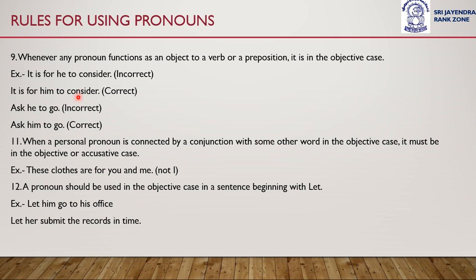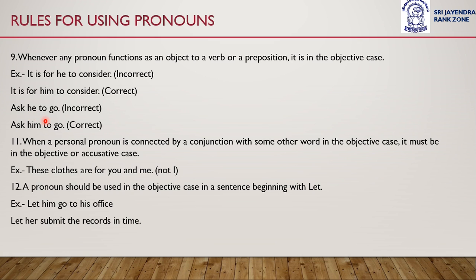It is for him to consider is the correct answer. Okay, let us take one more example. Ask he to go. Do you think this is a correct statement? No, this is an incorrect statement. Why? Because here again we have used he, which is the subjective form. We need to use him, which is an objective case, because the pronoun functions as an object to a verb or a preposition in the sentence.